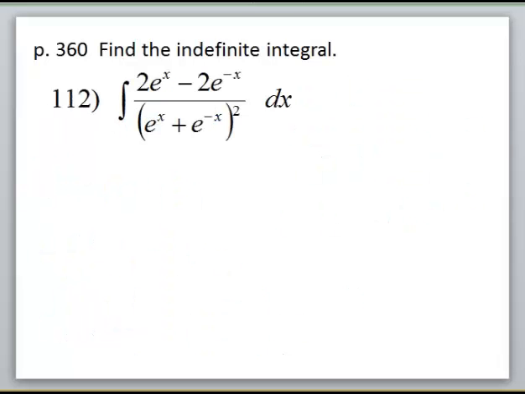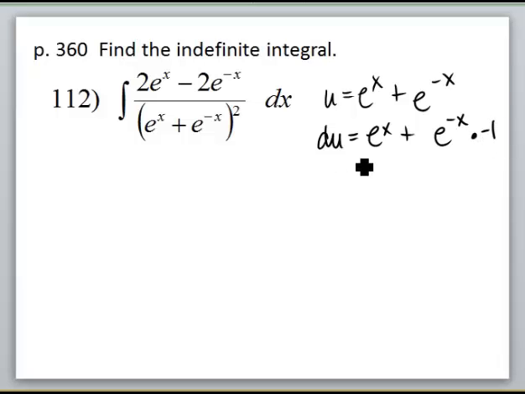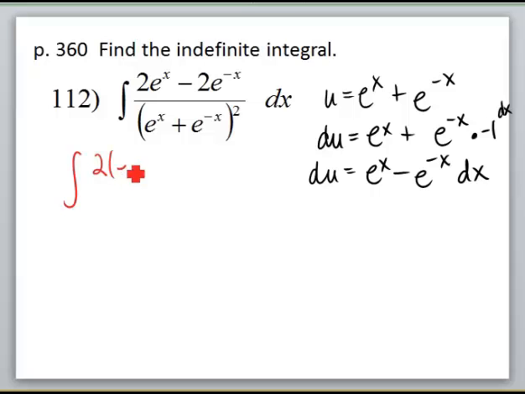On the next problem, just at first glance, I would pick what's inside the parentheses on the bottom. So we'll go with that and see how that goes for us. Taking the derivative of e to the x is e to the x, plus the derivative of e to the negative x is e to the negative x times negative 1 dx. So I have du is equal to e to the x minus e to the negative x dx. That's not exactly what I needed up here, but what I can do before I start this rewriting process is I can take out a 2.